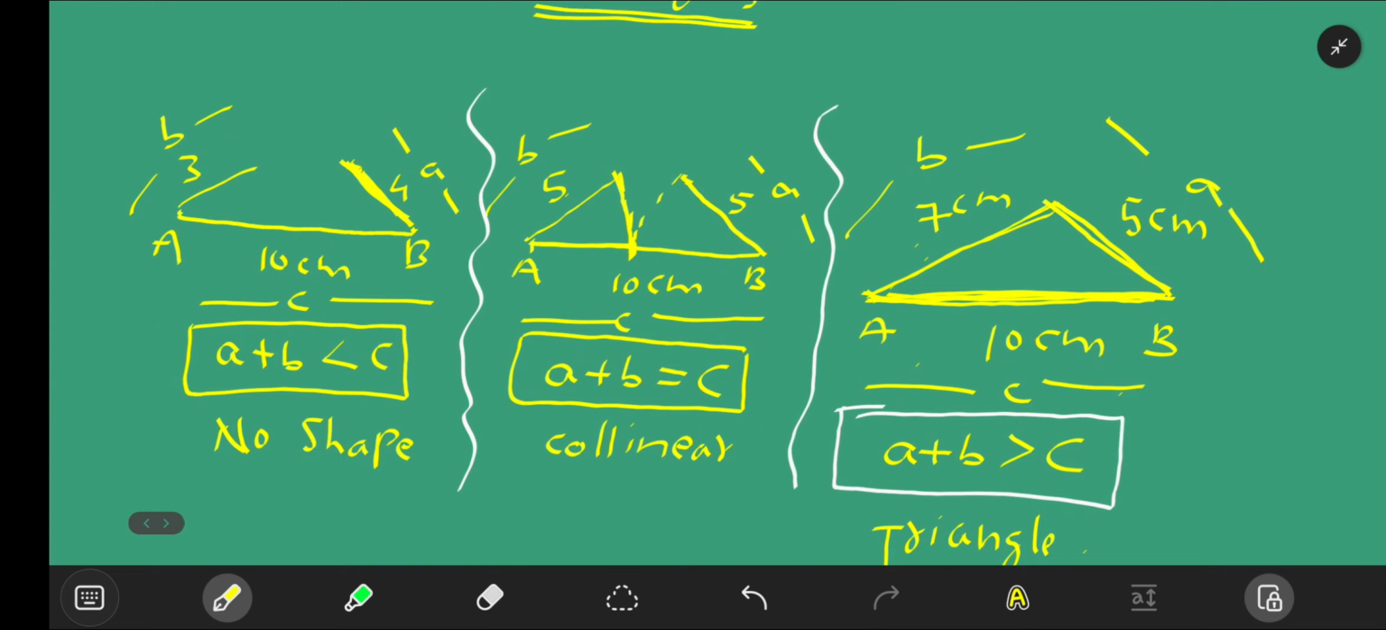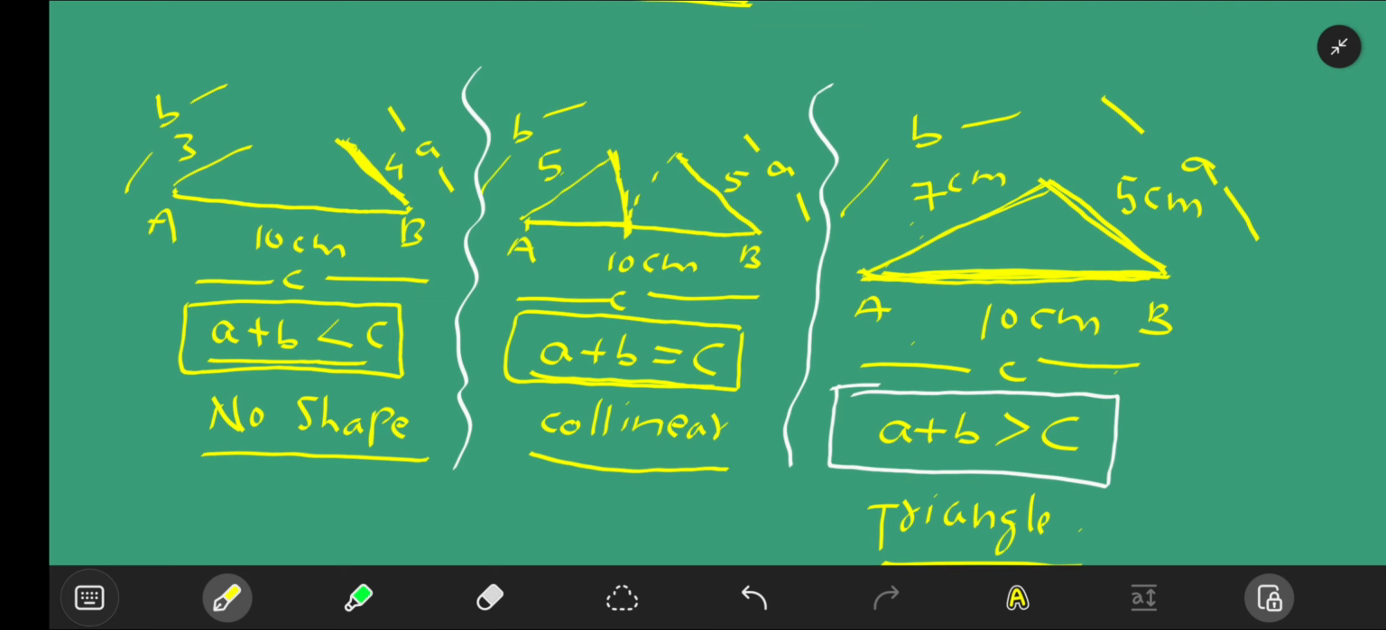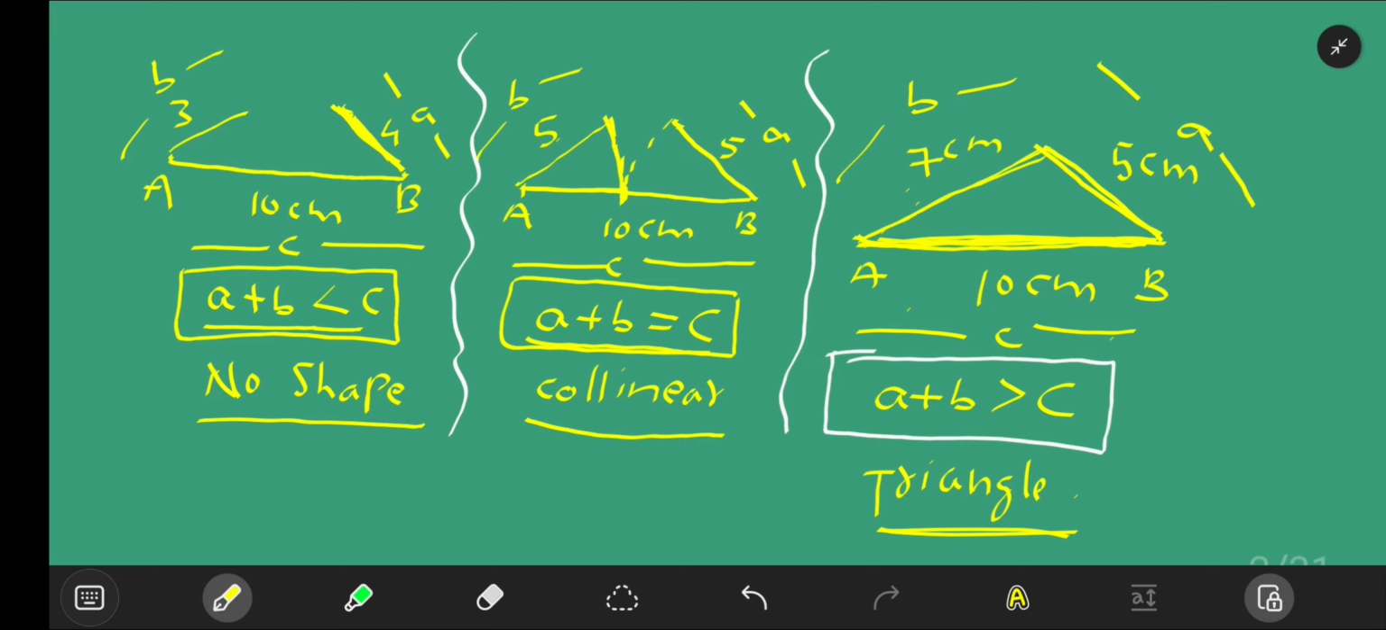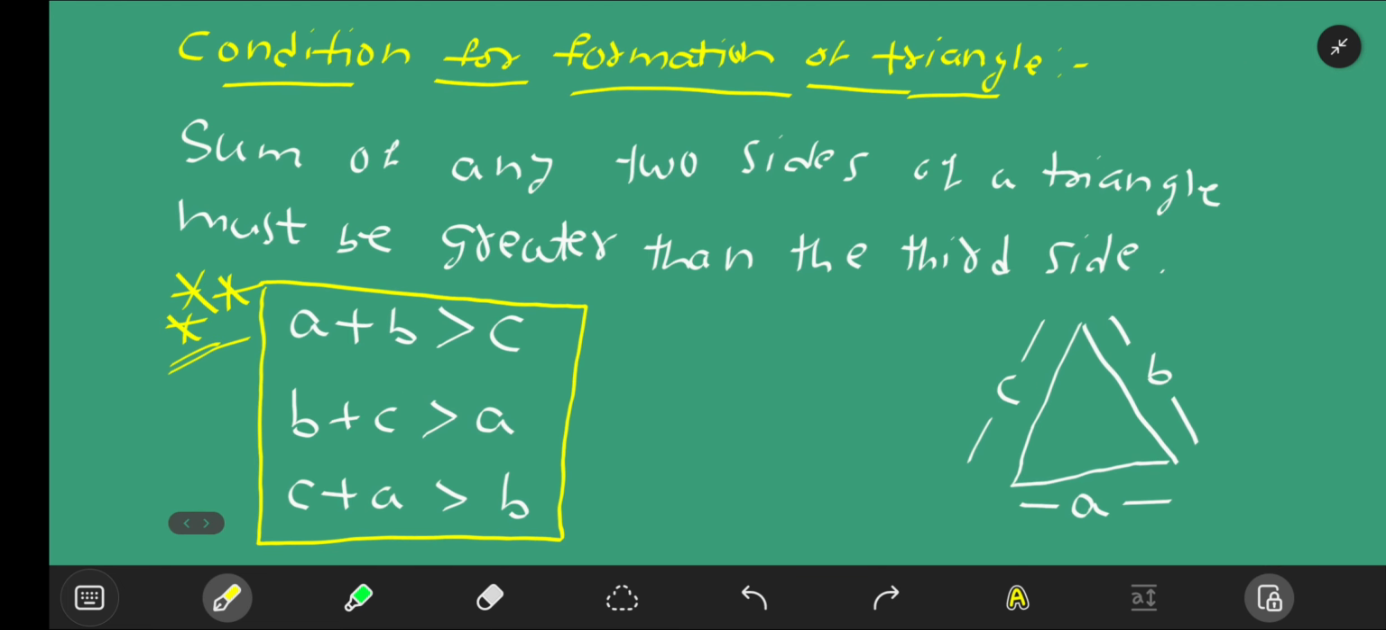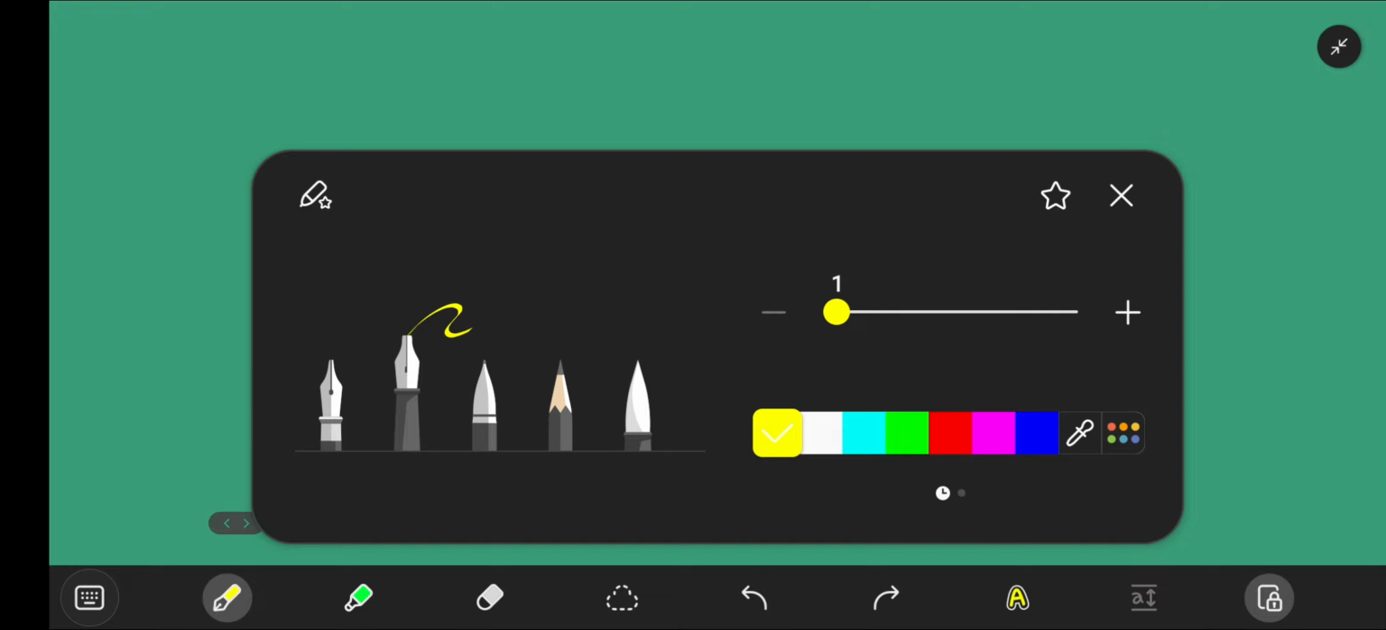And you have to remember this also: when A plus B is less than C, no shape will form. When A plus B is equal to C, then collinear lines will be formed, the lines will be collinear to each other, meaning they coincide with each other. And when A plus B is greater than C, then a triangle will form. This is the condition for a triangle. You have to remember.